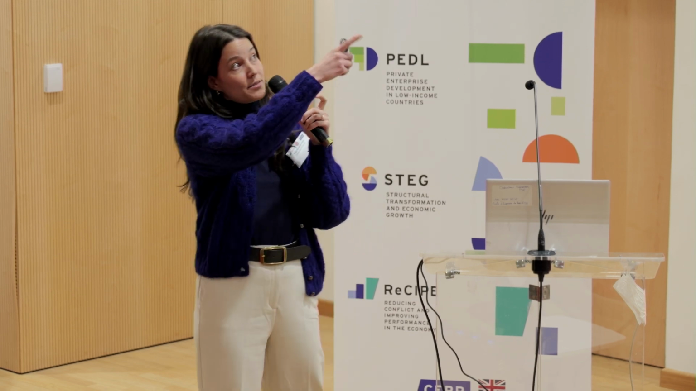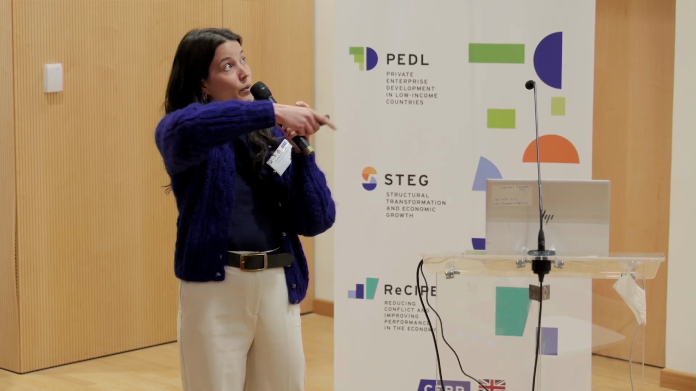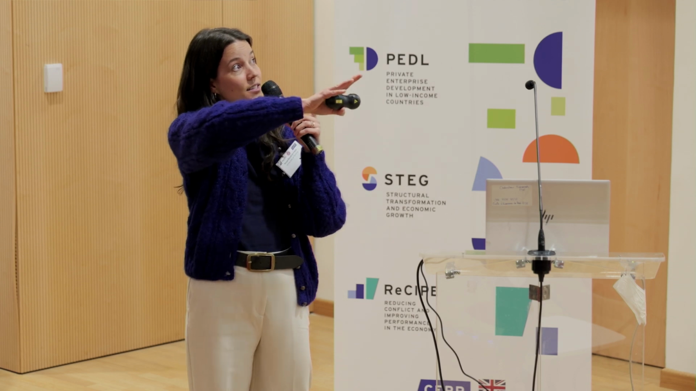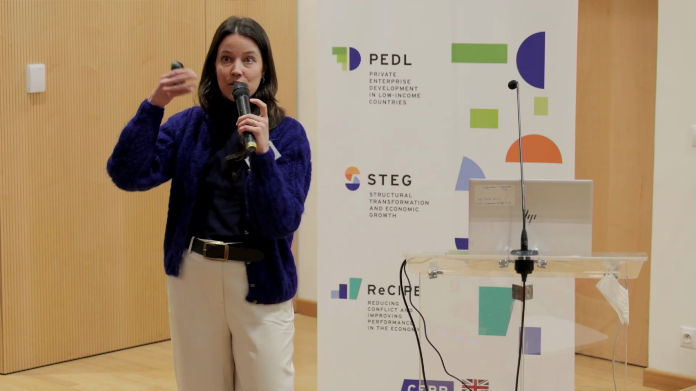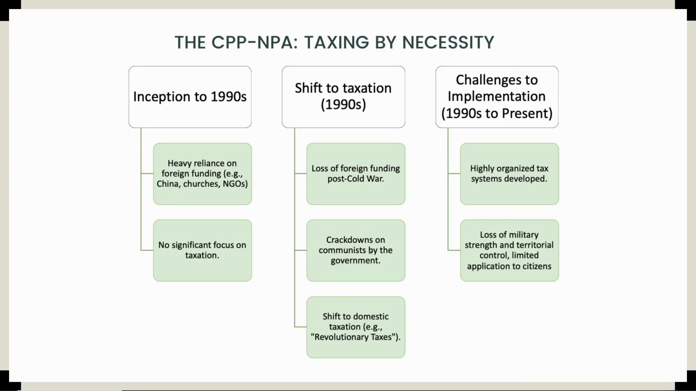And this brings me to the next, from the 1990s onwards, so ever since they implemented this taxing system, they've had a really hard time applying it to civilians, and this is where feasibility comes in. They have these highly organized tax systems, but because of their loss of military strength and loss of territorial control, they have been really limited in their ability to apply this to civilians, even though they have every ideological interest to do so.